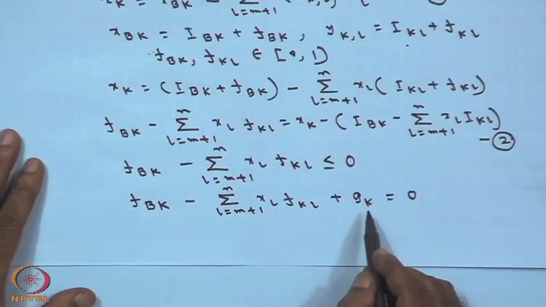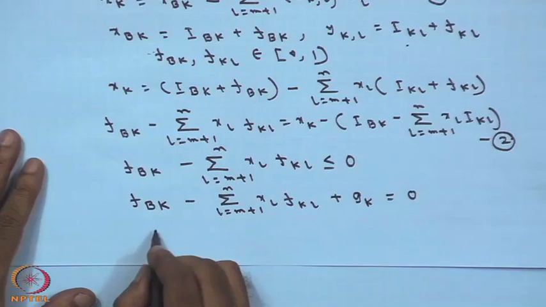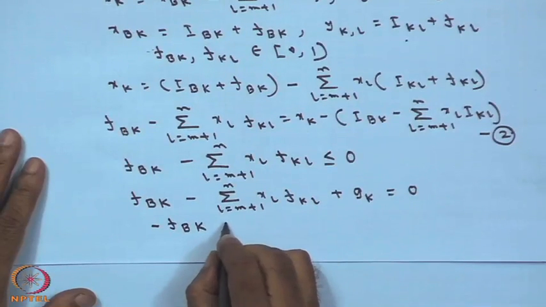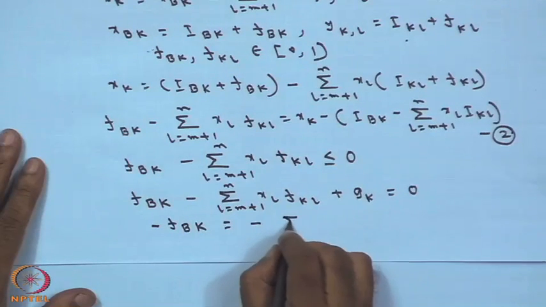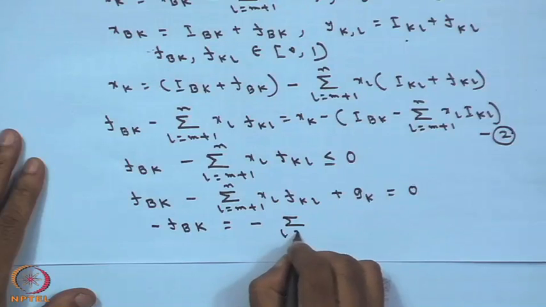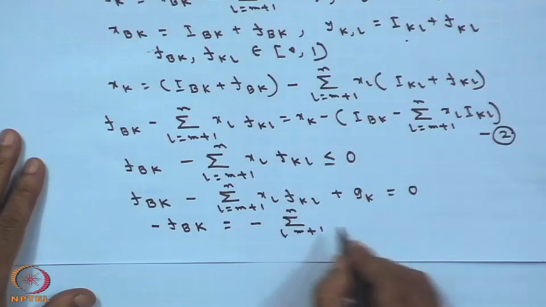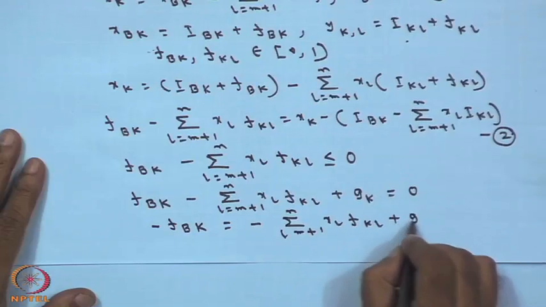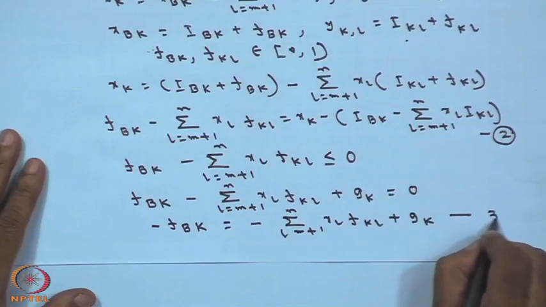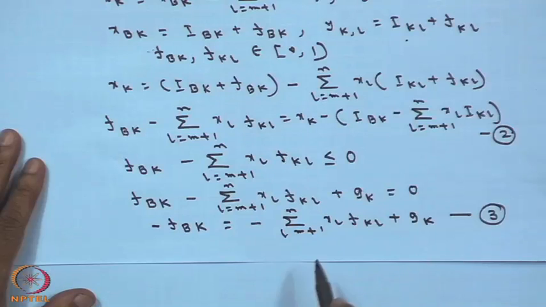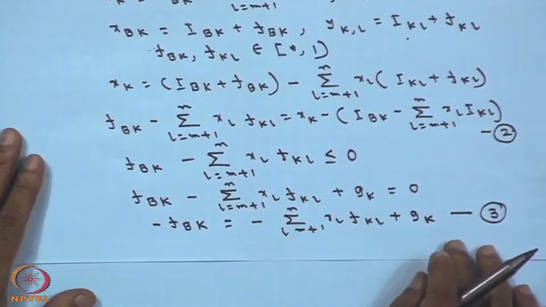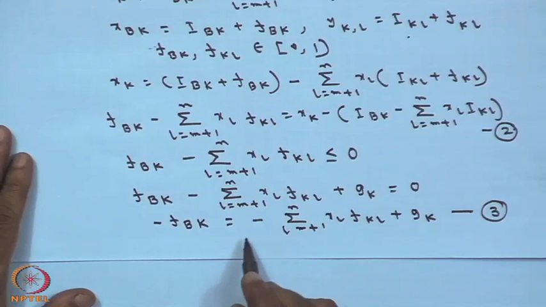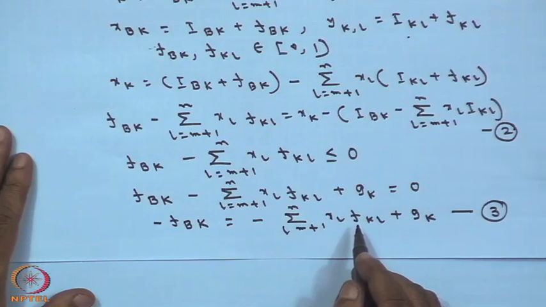So, this you can write down as minus f_bk, that is, in general f_bk should come on the left hand side, minus f_bk equals minus summation over L equals m plus 1 to n x_L into f_kL plus g_k. That means f_bk you are just taking to the other side, and this equality constraint is known as the Gomorian cut, or we call it the Gomorian cutting plane.